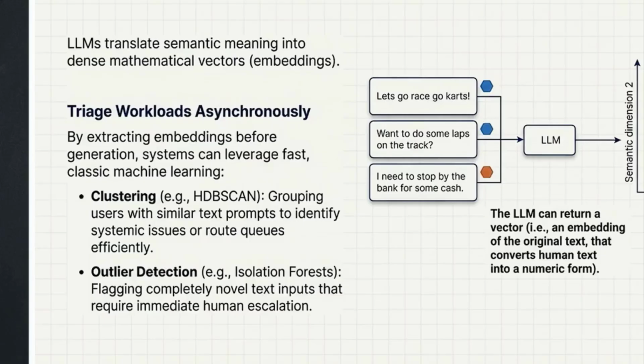This slide outlines how we deploy those vectors. Clustering algorithms like HDBSCAN group similar prompts together to identify systemic issues. On the other end, isolation forests, algorithms designed to detect anomalies, flag novel outlier inputs that require immediate human escalation.